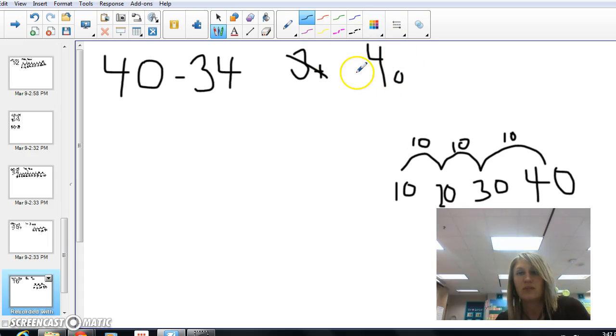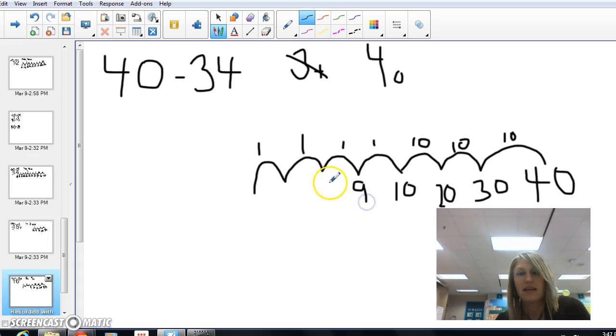Now we have to count backwards by our 4 ones. 1, 2, 3, 4. I write it above, 1, 1, 1, 1. And then I count backwards. 9, 8, 7, 6. So I have my answer to 40 minus 34 equals 6.